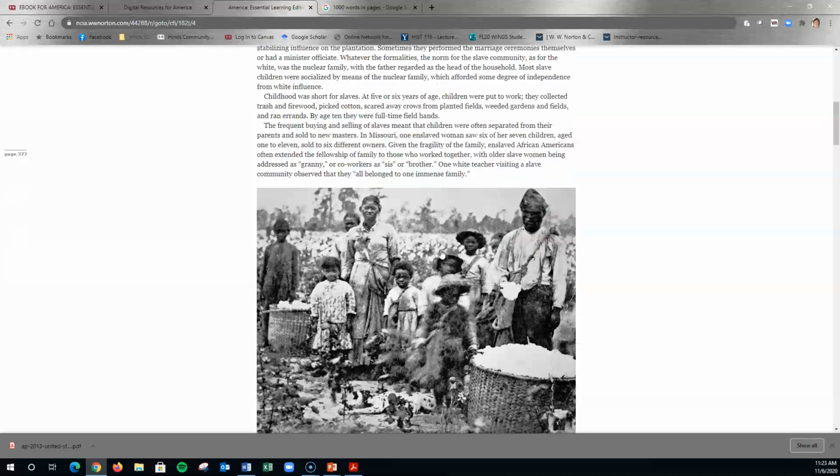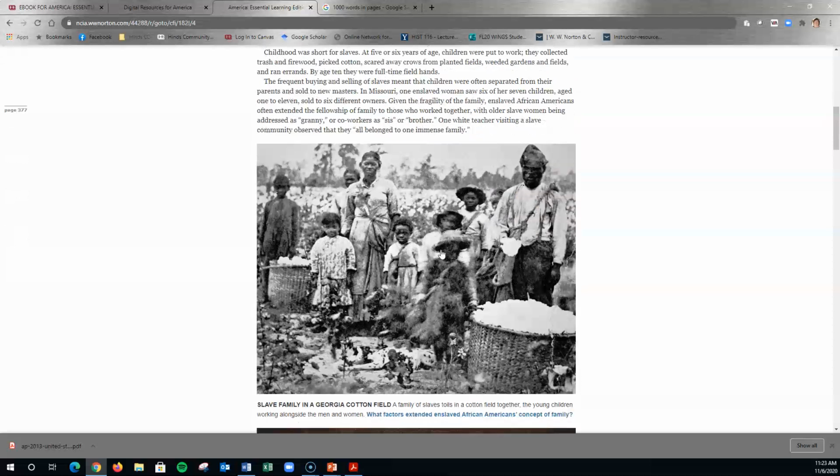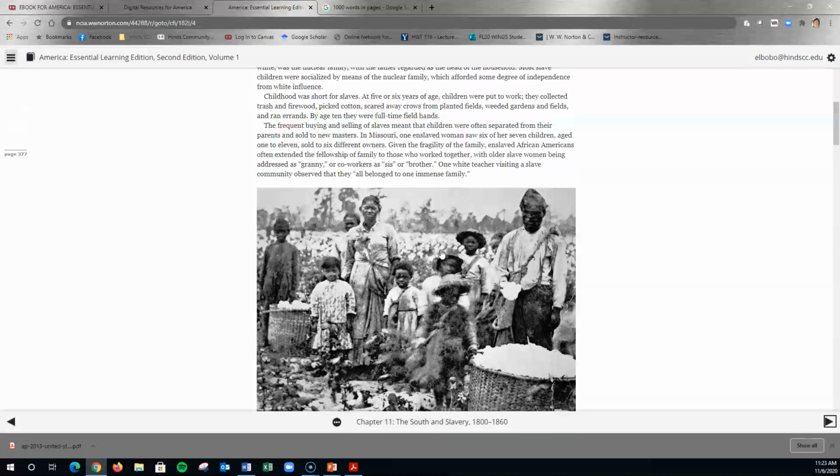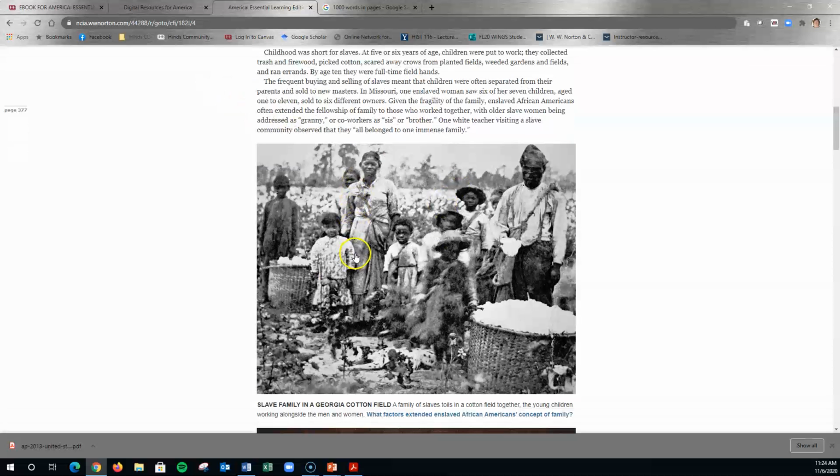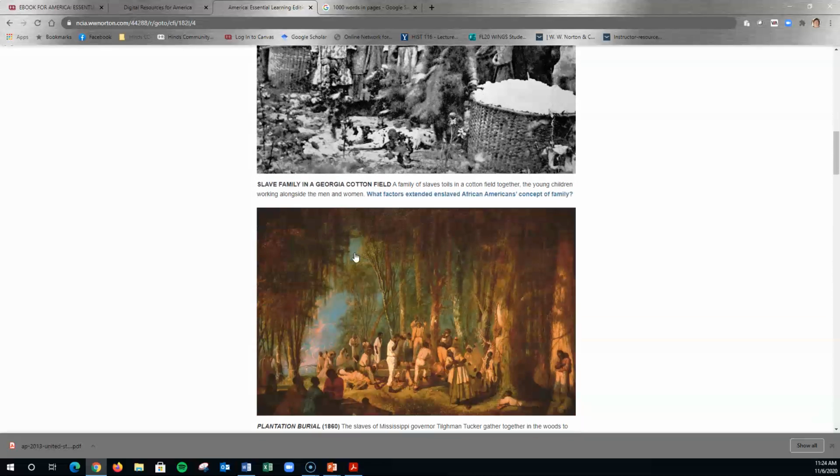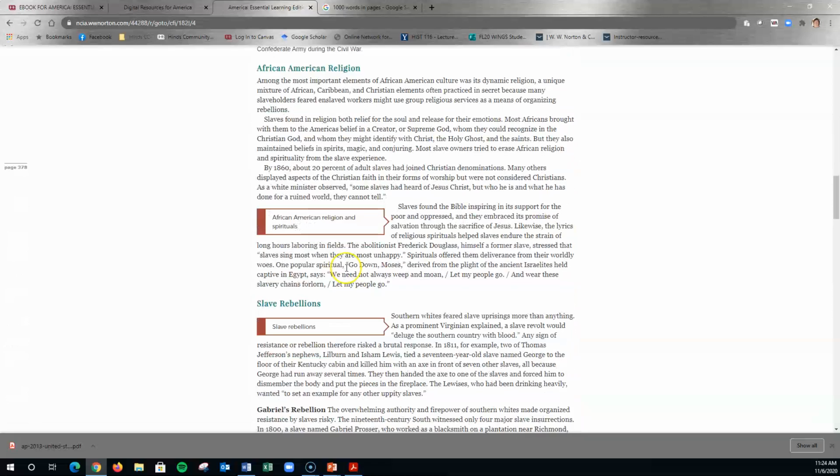So you can read about the slave family. Slave marriages had no legal status, but slaveholders sometimes would accept an unofficial marriage, and sometimes may even have performed the marriage themselves. But families oftentimes were split up, and so the idea of marriage wasn't really accepted on a lot of these plantations. Children, like we said, were bought and sold to new masters. They were split up and sent to other states or other farms.